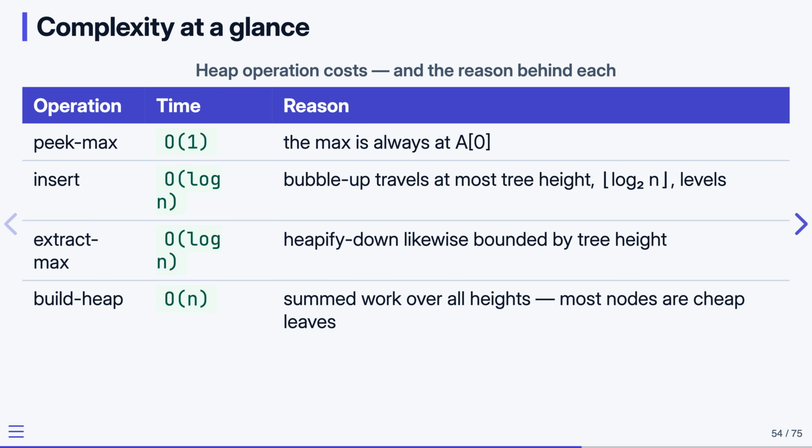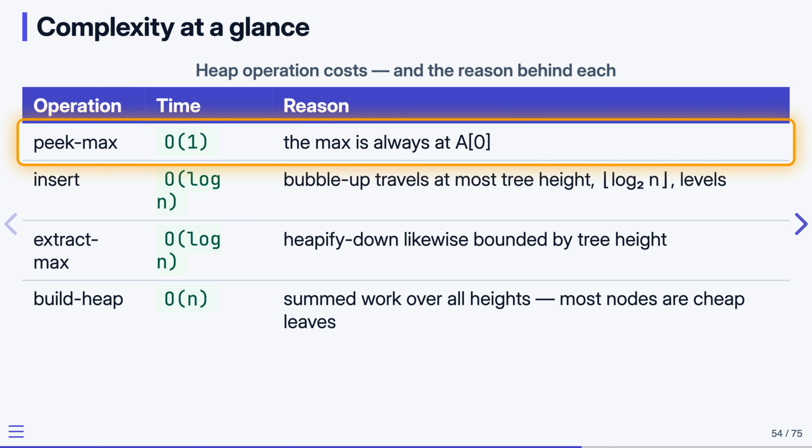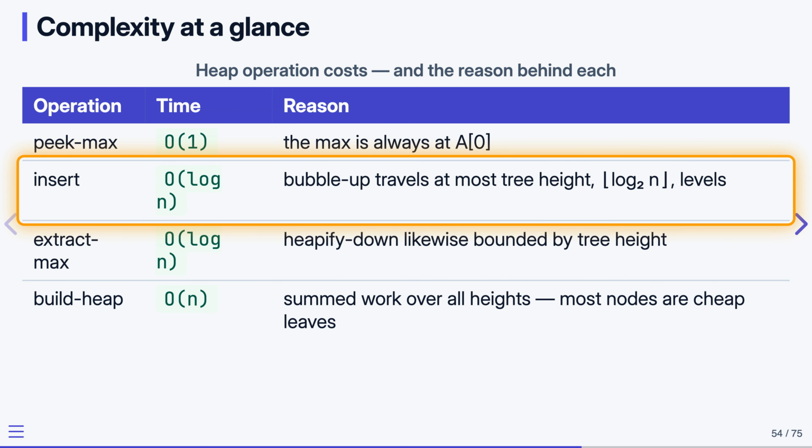This table sums up every heap operation, and why each one costs what it does. Peek max is big O of 1. The max is always at A at index 0, so we just read it. Insert is big O of log n, and the new value bubbles up, and it climbs at most the tree height, which is floor of log base 2 of n.